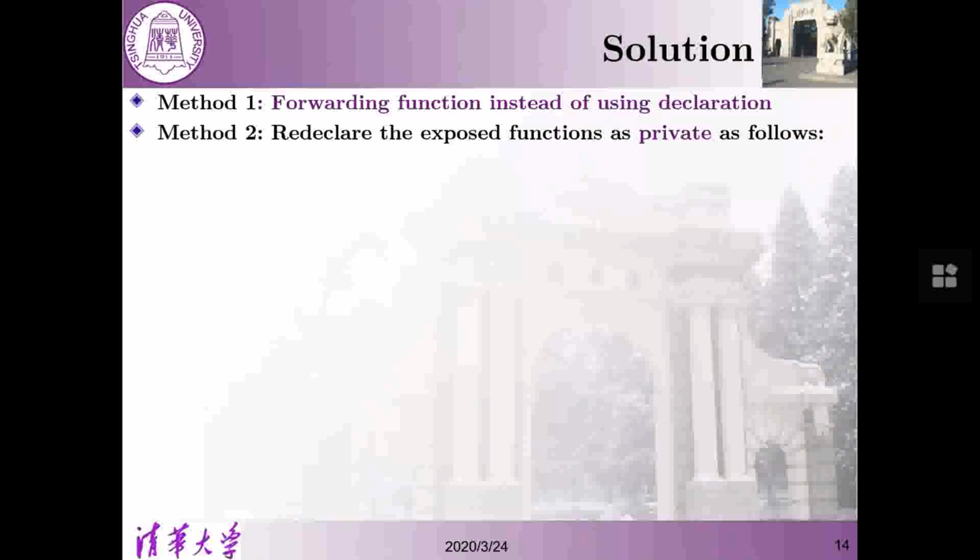One is, again, a forwarding function instead of using. We know that for a forwarding function, we define the function, and in the function body, we use the base version. We call the exact base version we want. So in this way, we do not expose all the versions.